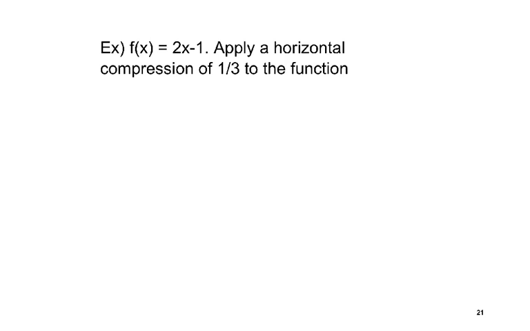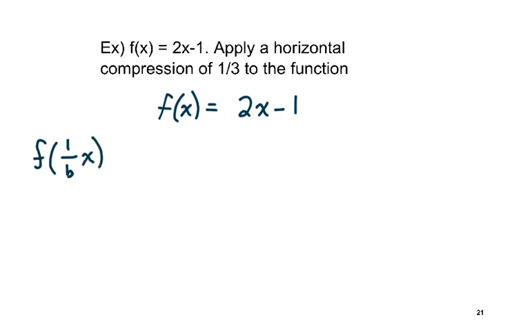So the first problem here, it's an example, f of x equals 2x minus 1. And it says to apply a horizontal compression of 1/3 to the function. So our function is 2x minus 1. When we apply a horizontal compression, remember, over here we can write what a horizontal compression is. That's f of 1 over b times x. And b in this case is going to be 1/3.